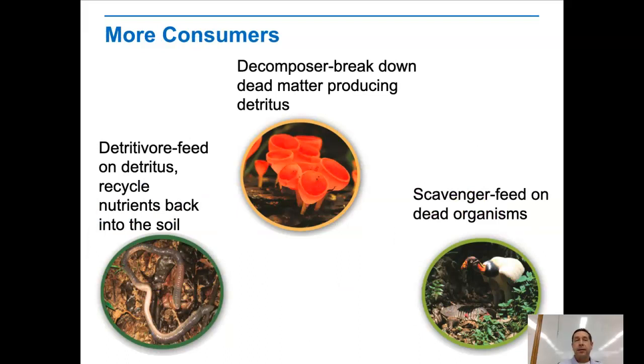There are other kinds of consumers that have to do with dead and decaying material. There are the decomposers that break down dead material and produce detritus. Detritivores feed on detritus and recycle nutrients back into the soil. The decomposers do as well. And scavengers feed on dead organisms, like the vulture here. So decomposers and detritivores, things like the earthworm is a detritivore. The decomposers are like mushrooms, like fungus and bacteria primarily.